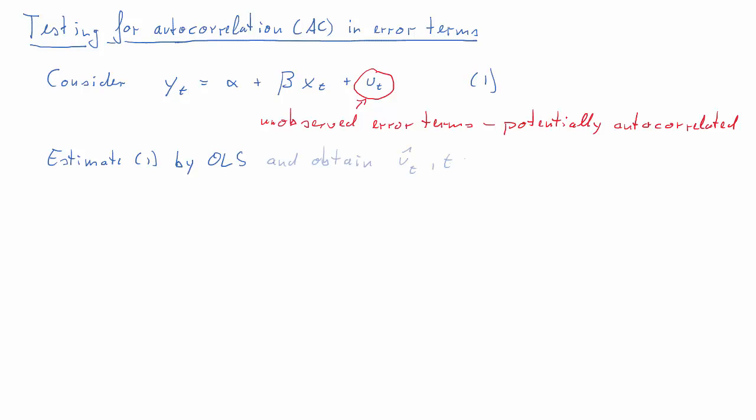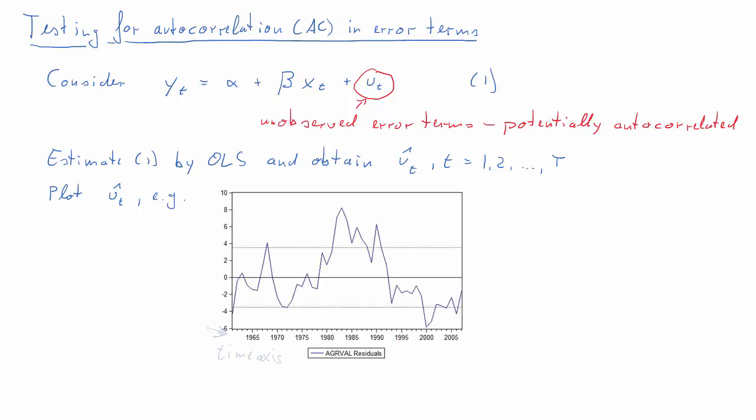We're going to start by estimating this model by OLS, and we will obtain the estimated residuals u_t hat, for capital T observations, and we shall plot them. So here I have an example, some regression for which I calculated the error terms, and I plot them along a time axis. If there was no autocorrelation, that would imply that these error terms are independent. So we would expect this graph to show no dependence from one error term to the next. They should look random. So independence will turn out to be our null hypothesis, the absence of autocorrelation.